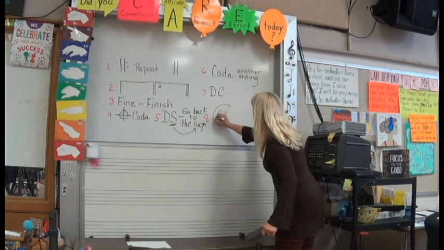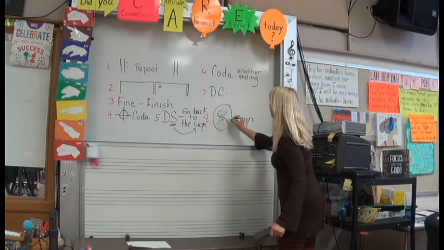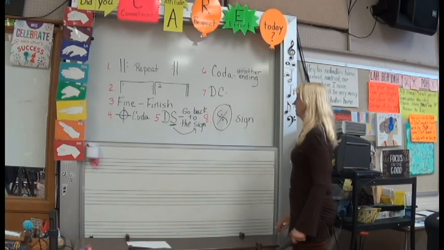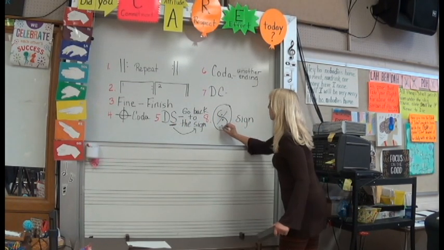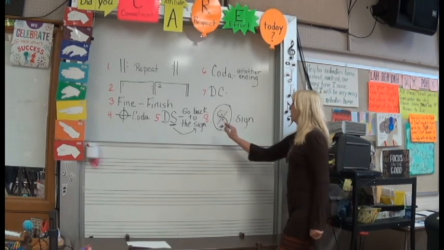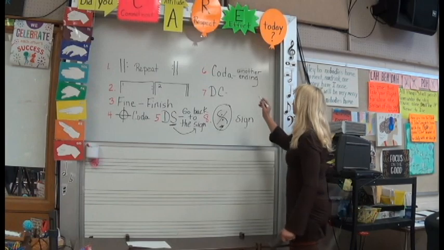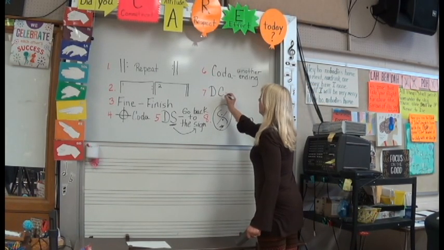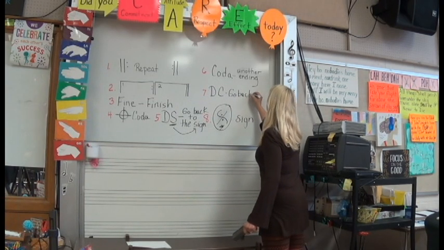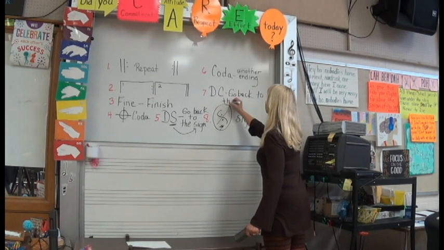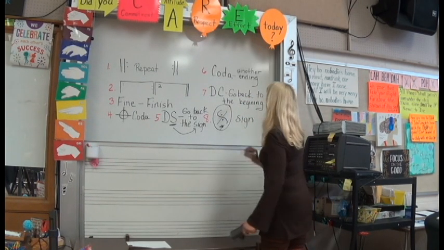Okay? And here is the sign. It's kind of curvy, a line and 2 dots. So when it says go back to the sign, DS, this is what you're looking for. Go to this, wherever you find it in your music. And then we have one more, da capo, which means go back to the beginning. Okay? Go back to the beginning.